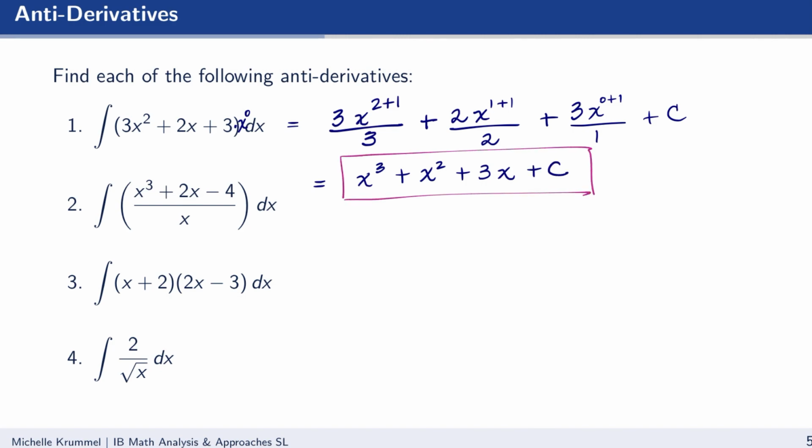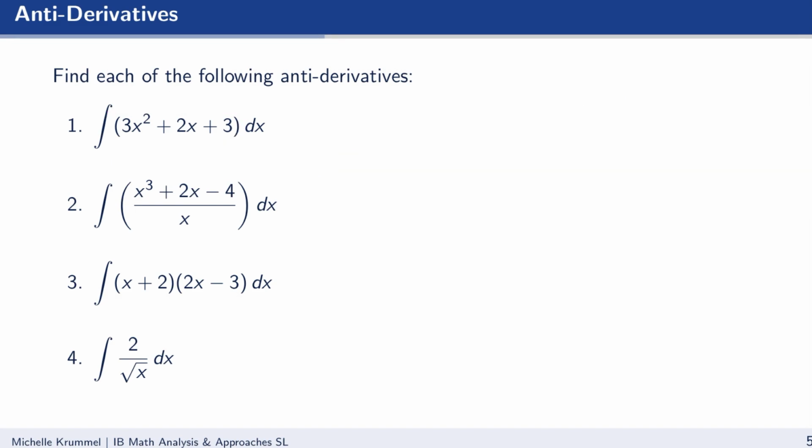Now, a good way to check your answer whenever you're finding an antiderivative is to just take the derivative. Take the derivative of your answer and see if you get back to the equation you have inside of your integration problem. So the derivative of x cubed is 3x squared. That looks good. The derivative of x squared is 2x. That looks good. The derivative of 3x is 3. That looks good. The derivative of c is 0. So we've got it.